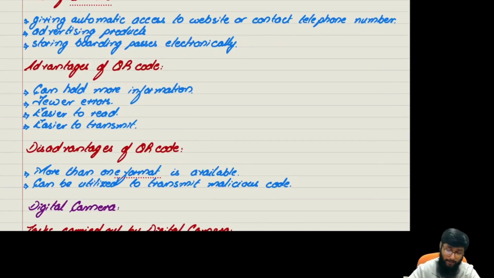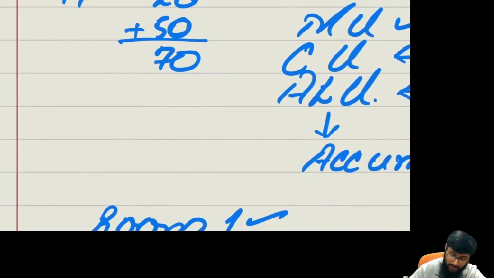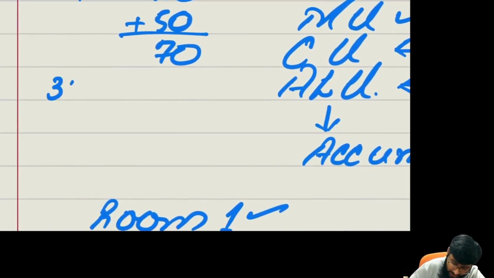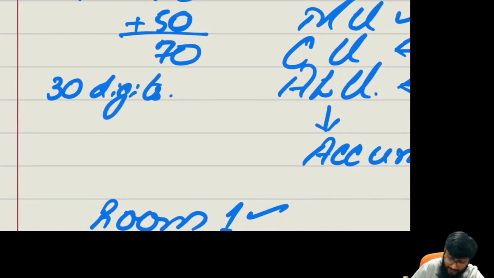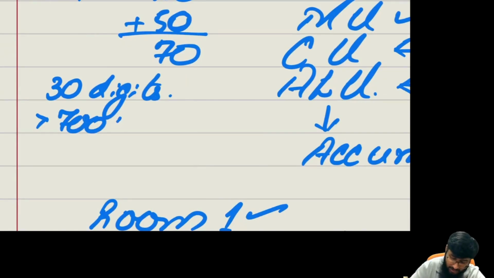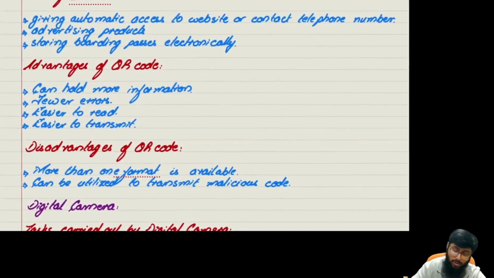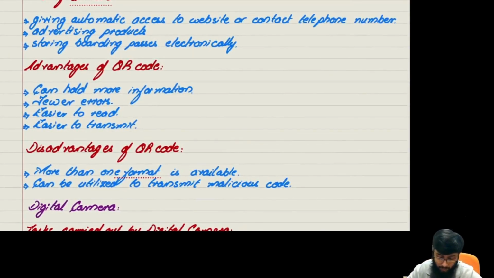One more thing. Do remember that a barcode can have a maximum of 30 digits, that means a limited amount of data can be stored in the barcode. But the QR code can have more than 7,000 digits. That means the more digits, the more data can be stored in your QR code. They are easier to read because no specialized hardware is required, and easier to transmit as well.